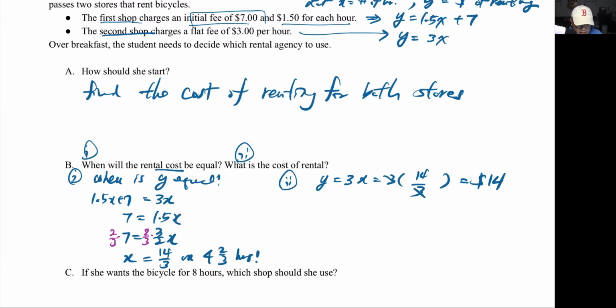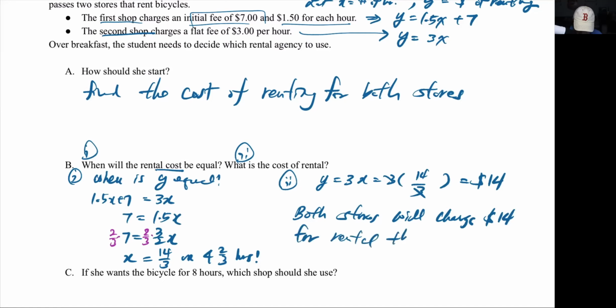We could say that both stores will charge $14 for rental that lasts 4 hours and 2/3. That's equal to 4 hours and 40 minutes, but that's good enough, right? So if she wants to rent a bike for 8 hours, which shop should she use?